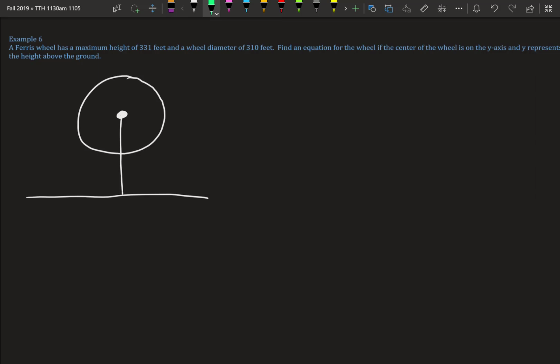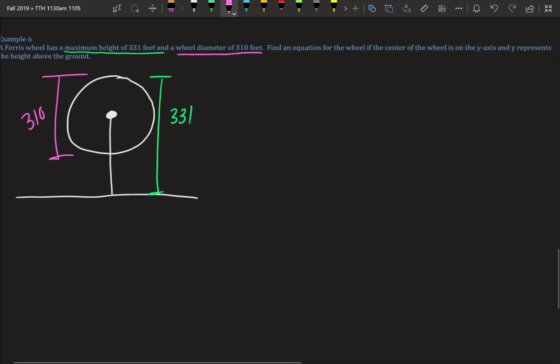So it tells us the maximum height of this wheel is 331 feet. So from here down to the ground, we have 331 feet. It tells us the diameter is 310 feet, so all the way across. So from here to here, we have 310 feet. I actually like to put that right here. So from here to here, it's 310 feet. And then we can find everything else.